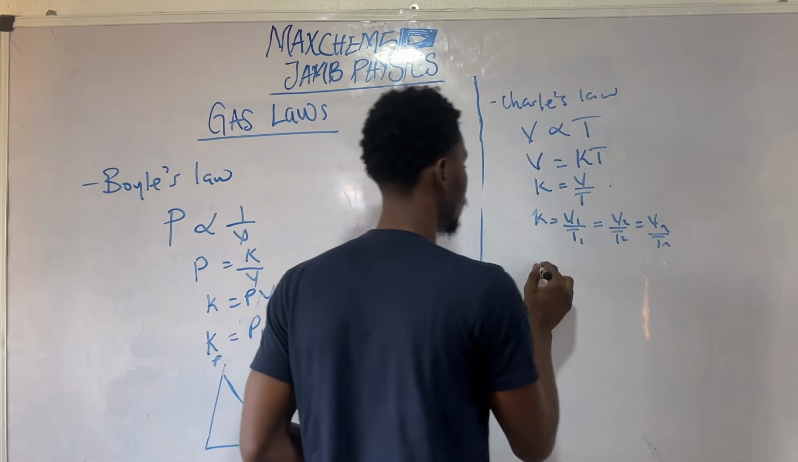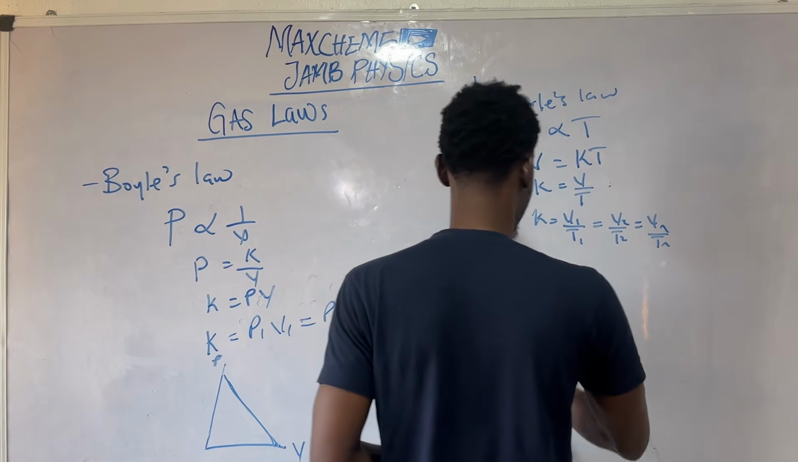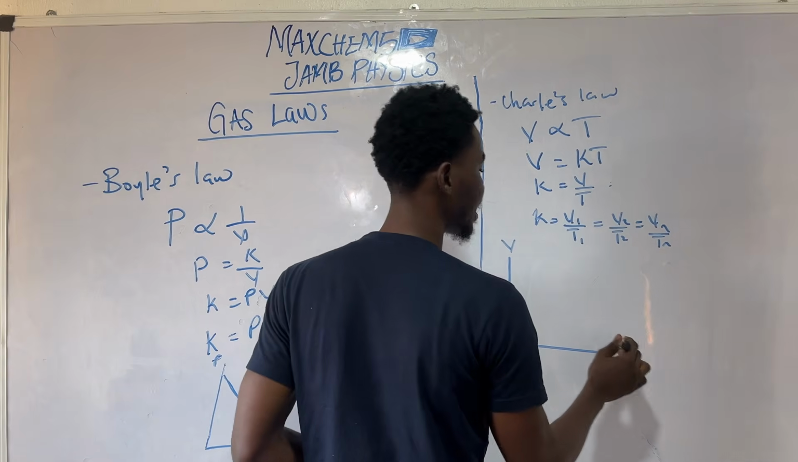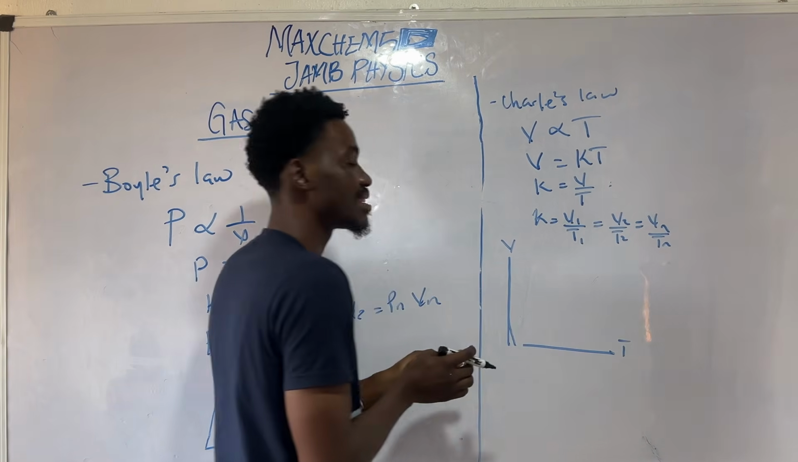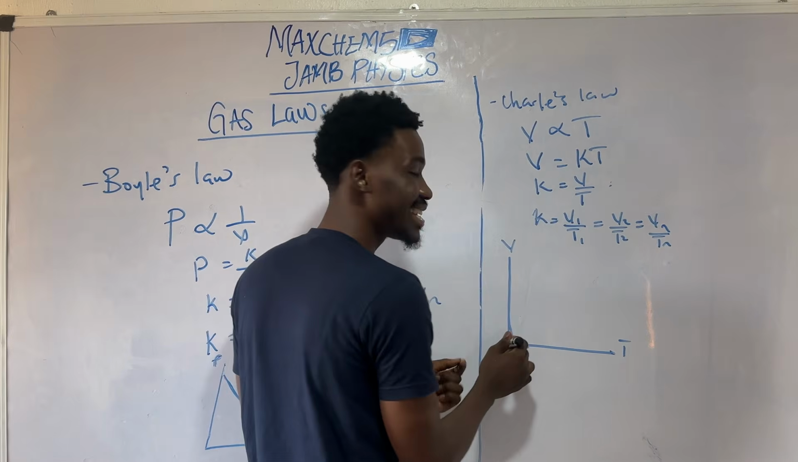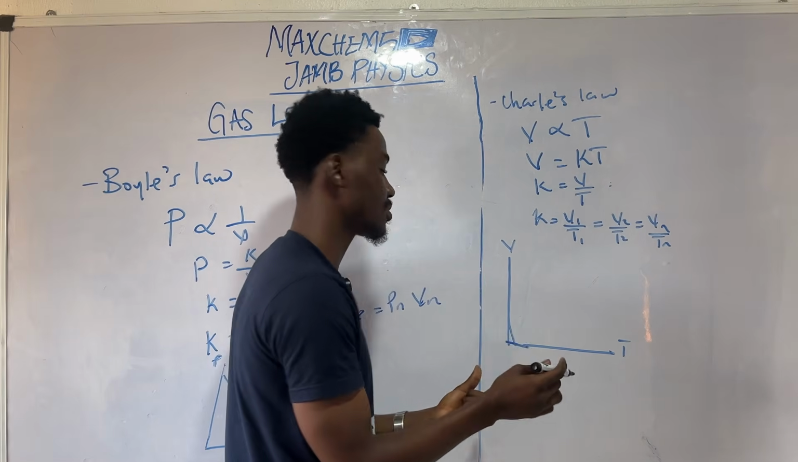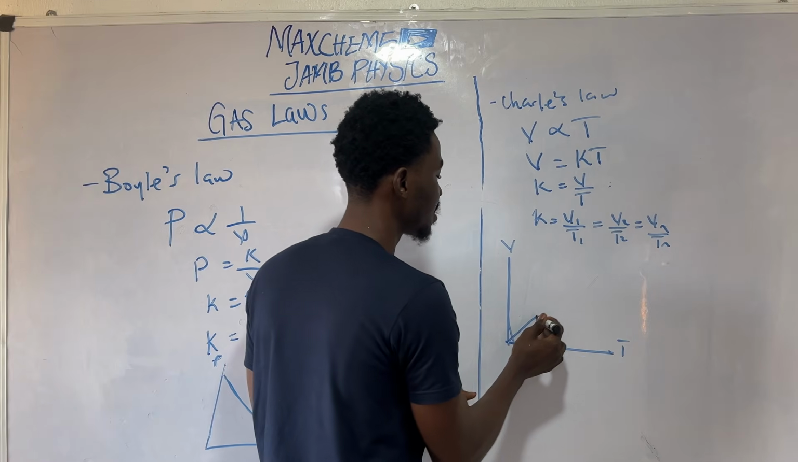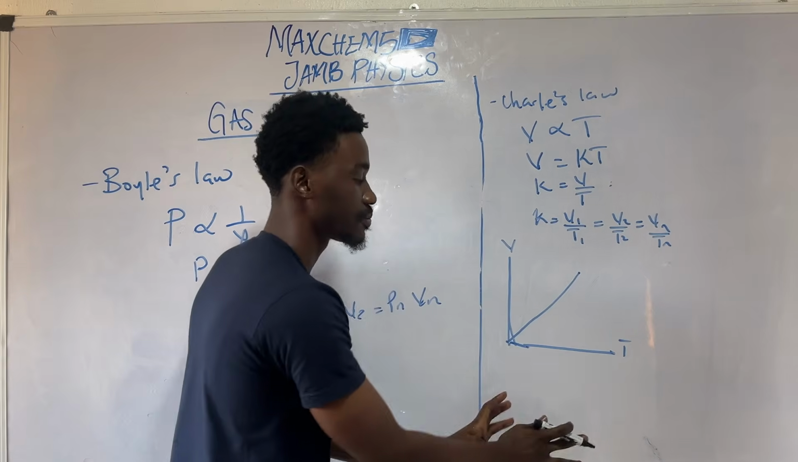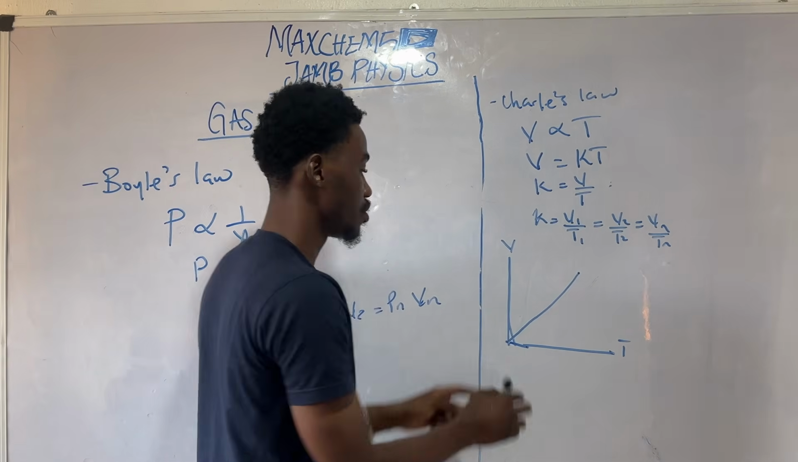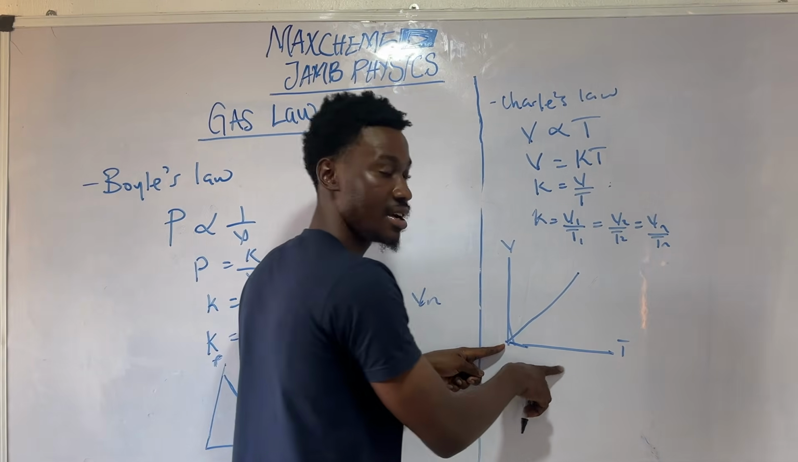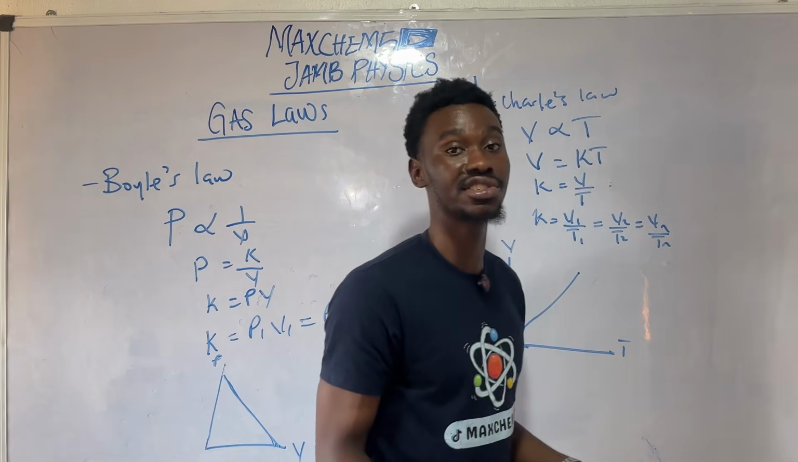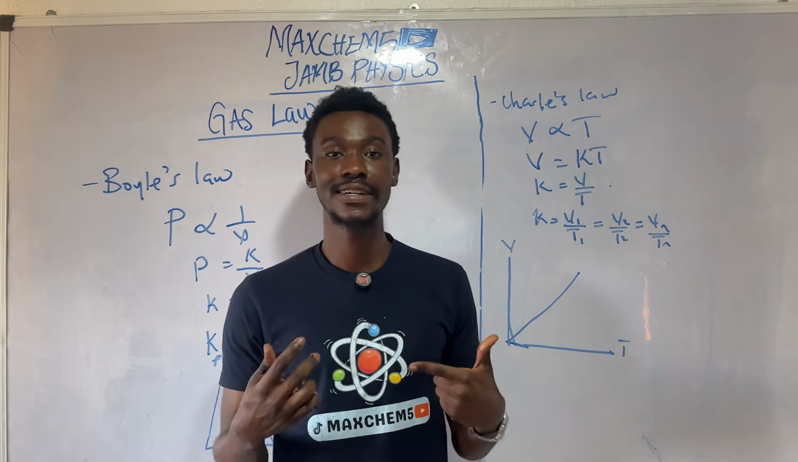Now the graph for Charles' law can be plotted like this, for volume plotted against temperature. An increase in temperature would lead to an increase in the volume of the given mass of gas. So this is the graph that denotes Charles' law. You can see as the temperature increases, the volume also increases. So there is a direct proportional relationship between volume and temperature.